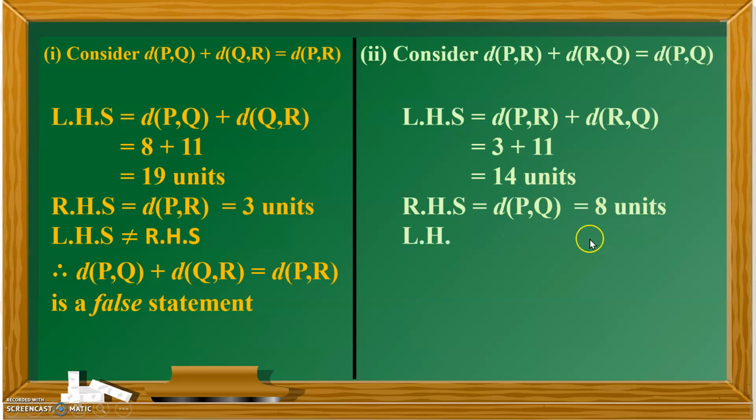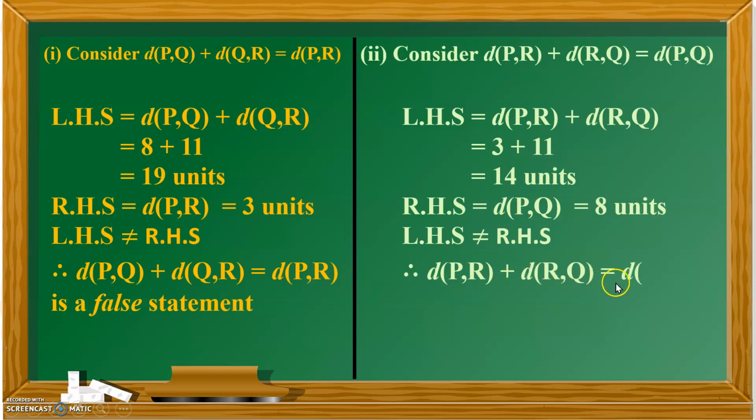This LHS is not equal to the RHS. Therefore, the given statement, that is distance between PR plus distance between R and Q is equal to distance between P and Q, is a false statement. Clear, students? Now we go to the third statement.